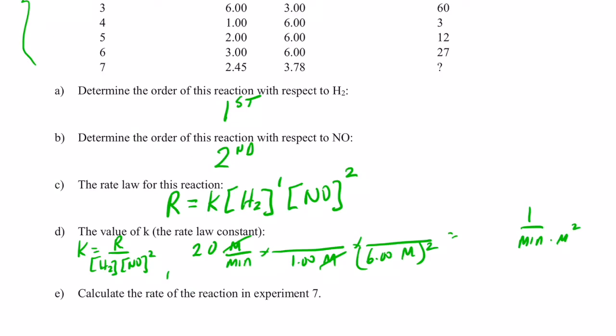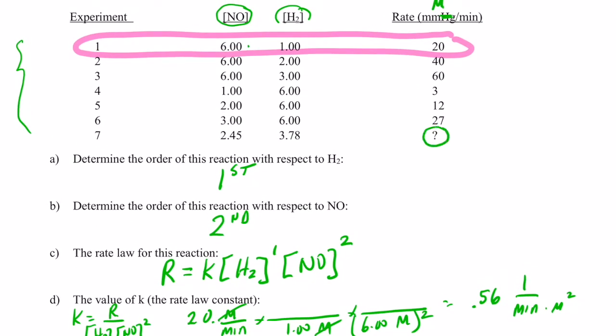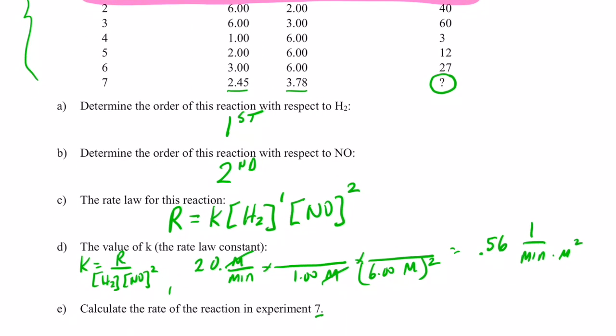Let's see what the numerical value of my rate constant is. So we have 20 divided by 1 divided by 6 squared, which is 36. Looks like, let's call that 20 with a decimal at the end to give me two significant figures. I have a rate constant of 0.56, 1 over minute molarity units squared. So now that we have our rate constant, we should be able to calculate the rate during experiment 7. Do you notice we don't have the rate during experiment 7, but we do have the concentration of NO and H2. So let's do that.